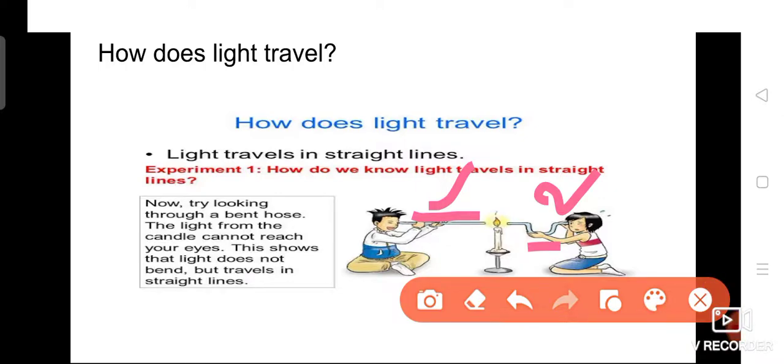Now this time, do you think you would be able to see the light? You cannot see anything inside the tube. It would be completely dark. Why? It's because light travels along a straight path. When you look through something straight, you can see the light. Now you are looking through something bent, so light doesn't pass through the bent tube. So this shows that light travels in a straight line. Is that clear to all?